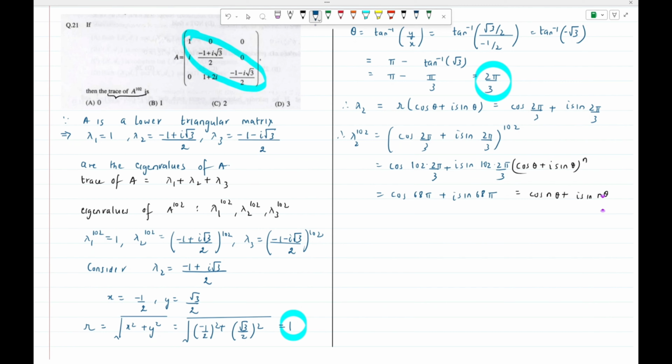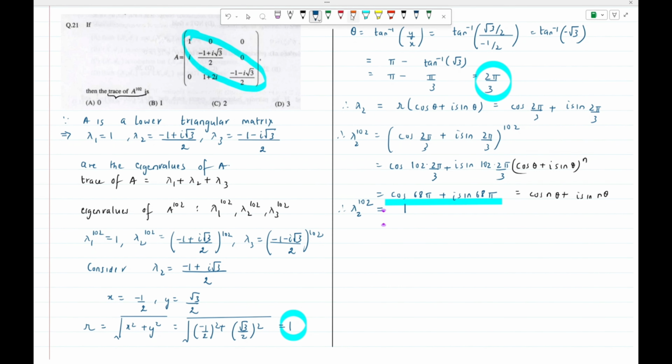We'll just mark this equation because we'll be needing this. And this is equal to, since it is cos of 68 pi, it will reduce to cos of 0, which is 1, and i times sine of 68 pi is going to be i times 0. So we get the value for lambda 2 raised to 102.